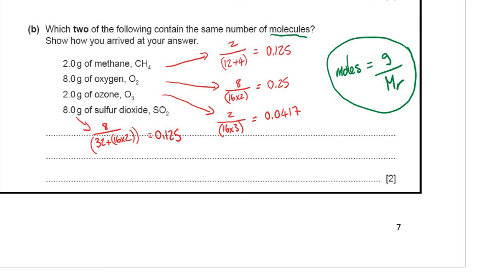So these are the MRs of methane, oxygen, don't forget, 16 times 2, ozone, 16 times 3. So just work them out and then you can see which 2 contain the same number of moles. So therefore it's methane and SO2.